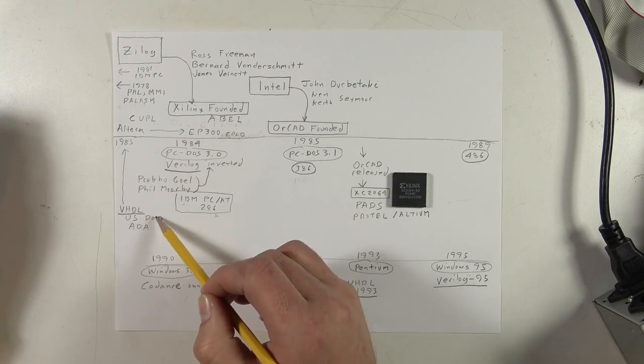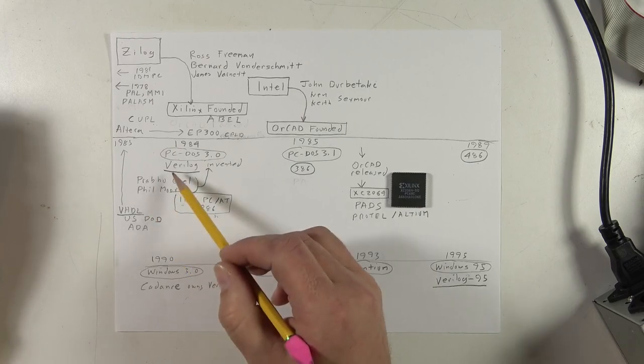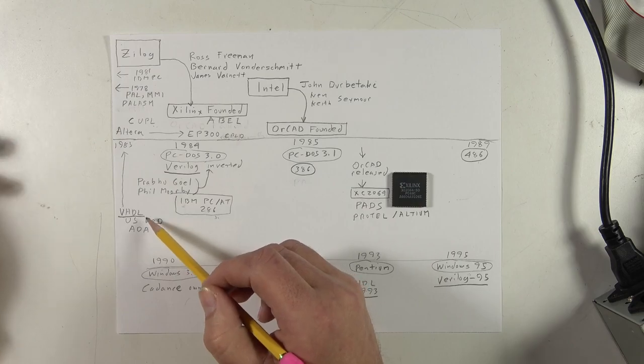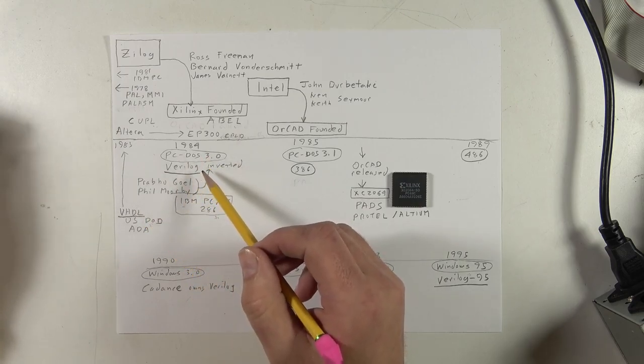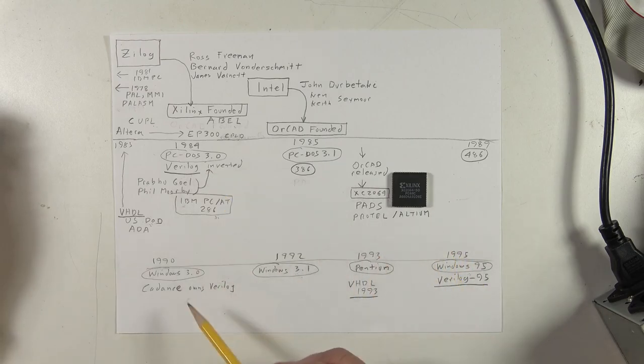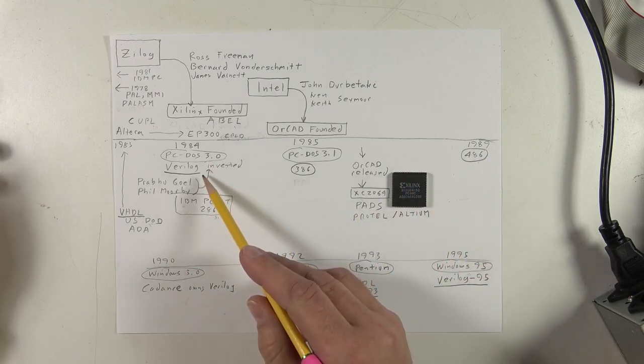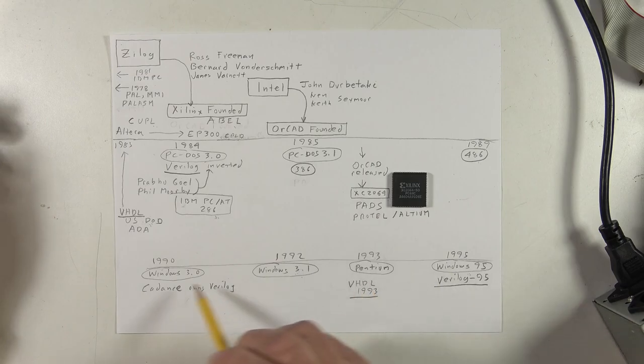VHDL was actually, I didn't even realize this till I looked, somewhat older than Verilog, in that at least it was designed earlier. I don't know how popular it became. Verilog, 1984. In the early days of FPGA design, I didn't really see Verilog. Maybe somebody had access to it. I certainly did not. I think because Cadence owned it and it was kind of closed.